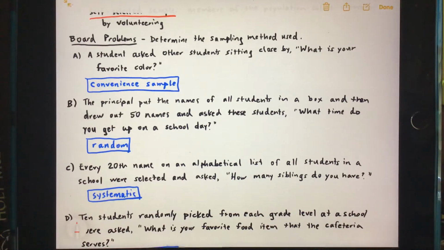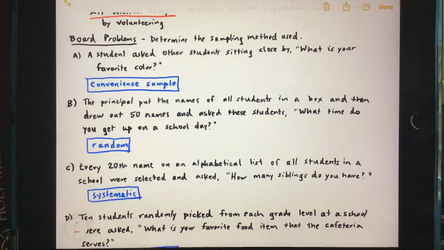Okay, board problem B. Let's say the principal puts the names of all students in a box, and then that principal draws out 50 names and asks these students, what time do you get up on a school day? And perhaps the survey was trying to determine the typical time that a student gets up in the morning to come to school. Well, that would be a random sample, and random samples can be a pretty good choice to come up with a representative sample of the entire population. So if there were, say, 300 students in the school, 50 out of 300 would be a pretty good size sample and should give you a pretty good indication of the typical time a student gets up on a school day.